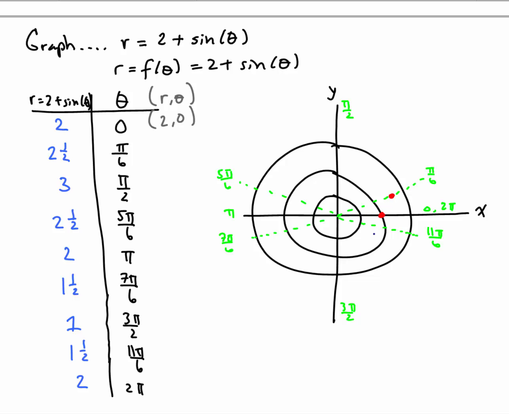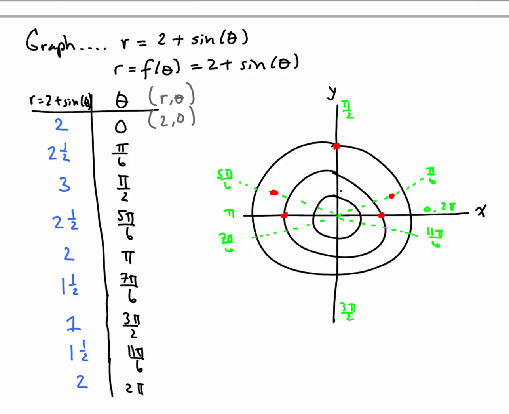pi over 6. And so it's kind of curving out, it looks like. Maybe it's a circle, I don't know. And then I'm at pi over 2, 3. So that definitely doesn't look like a circle. It looks like it's coming out and then coming back in. And then here I am at 5 pi over 6, 2.5. And then 2 pi. So I'm 2 units out at pi.